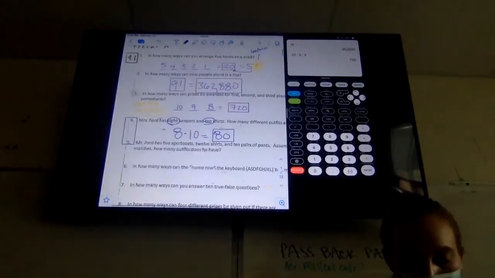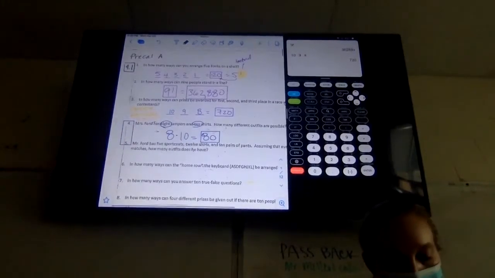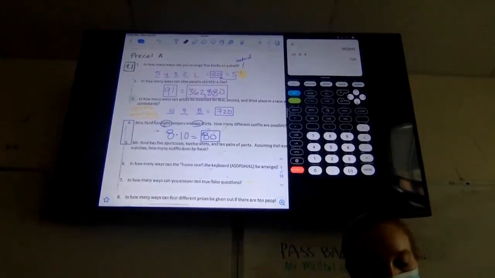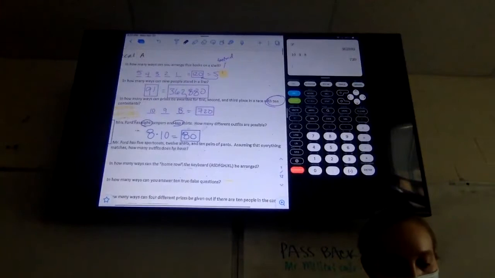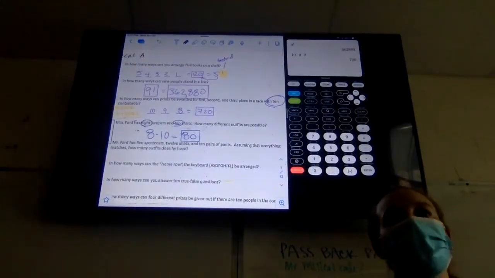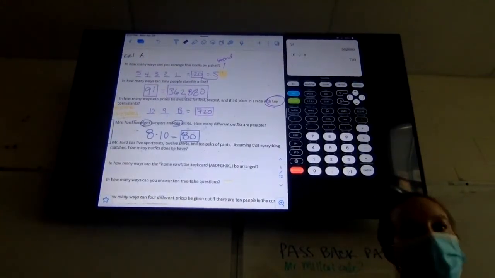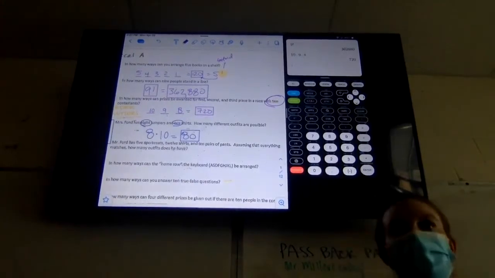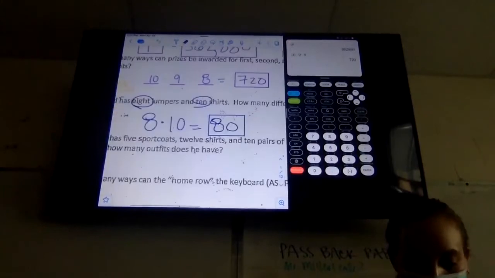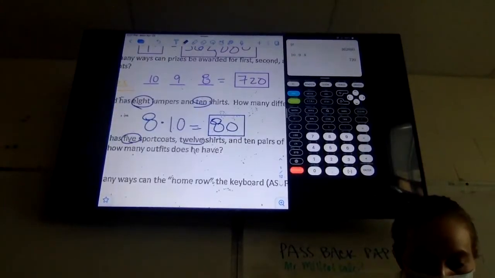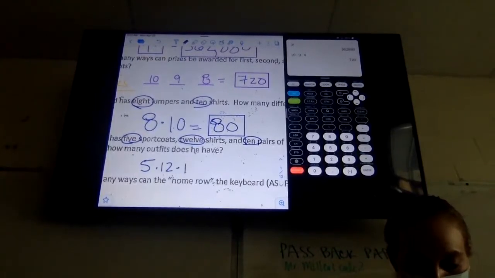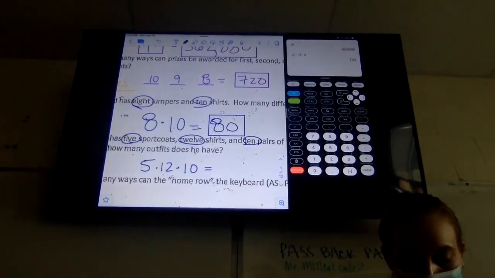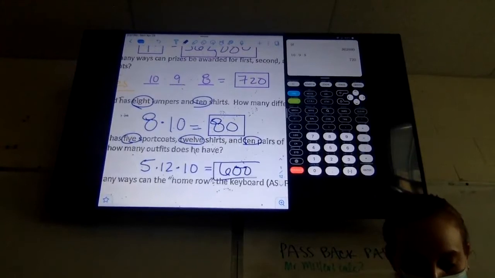All right, similarly, now we got to get Mr. Ford figured out. He has 5 sports coats, 12 shirts, and 10 pairs of pants. Assuming that everything matches, how many outfits does he have? What math are you doing in your head right now? 600. We're doing 5 times 12 times 10. Again, we're just making all the arrangements, all the different ways we can separate them and match them up together, which will be 600. Good.